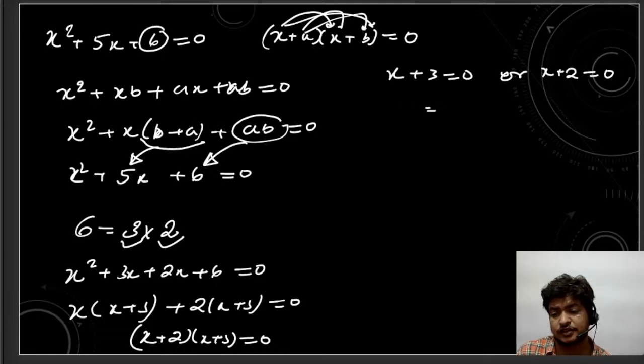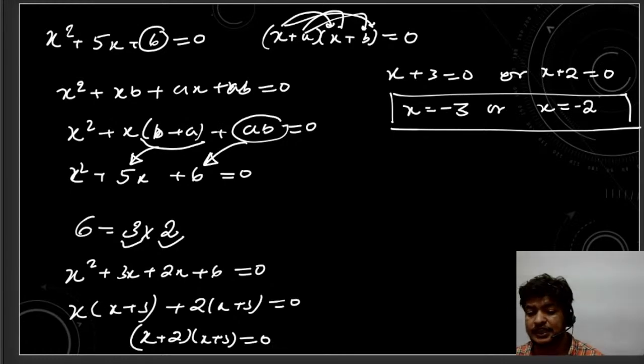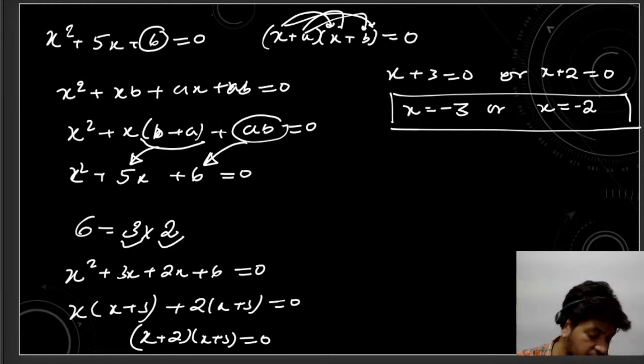From there you are getting the value of x that is equal to minus 3, or you are getting the value of x that is equal to minus 2. So you are getting two values. Either x is equal to minus 3, or x is equal to minus 2. And that's how we will use the concept of splitting the middle term. ठीक है? This is the first question for you.